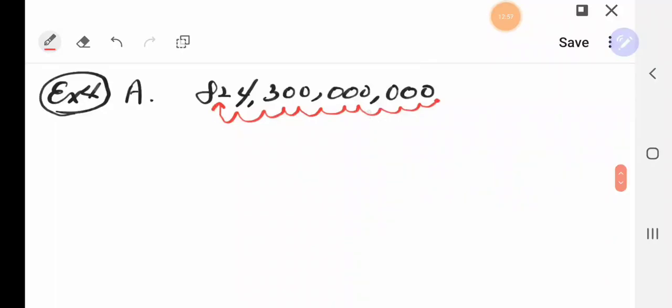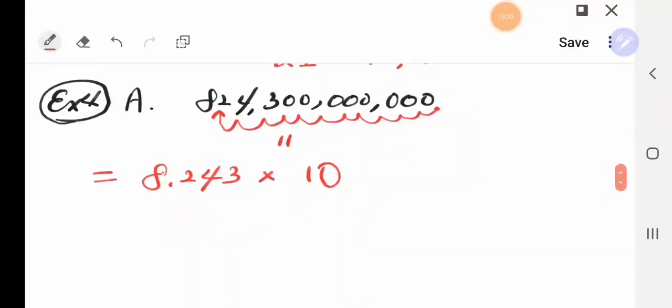So we moved 11 places. We can write it as 8 point, this should be 8.243, because we moved the decimal point to the first non-zero digit, and multiply by 10 to the nth power. This n is 11 or -11 because we moved 11 places. And then should it be -11 or +11?